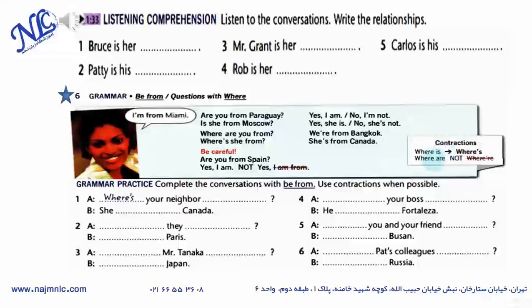On the right, look. The contraction forms. It's very important. We only use contraction form for where is, not for where are. Okay? So, where is, the contraction form is where's. And where are doesn't change. We use where are. Okay? Now here, grammar practice. Complete the conversations with be from. Use contractions when possible. Please don't forget this point. You have 10 seconds.